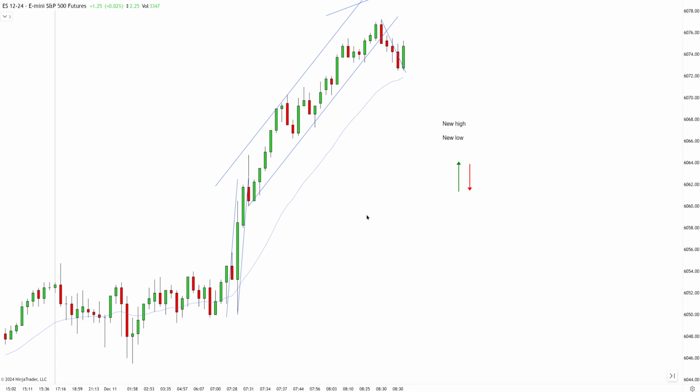We're going to use pure price action rules to help us identify directional bias of the market and where are the high probability setups. So the structure analysis is very straightforward. We pretty much have an uptrend from the beginning of the session. This is the beginning of the session.